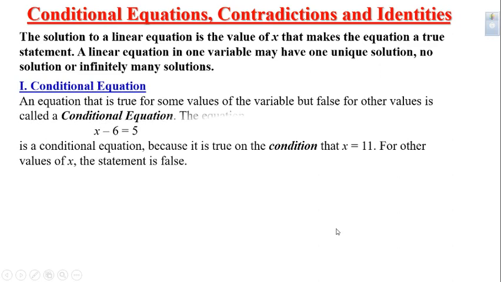Let's see the cases here. In a conditional equation, an equation that is true for some values of the variable but false for other values of the variable is called conditional.